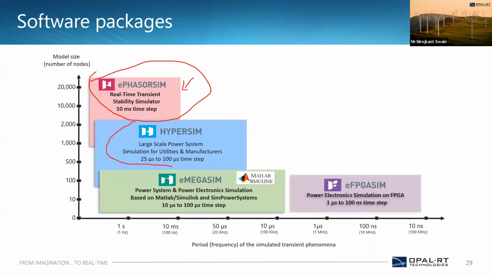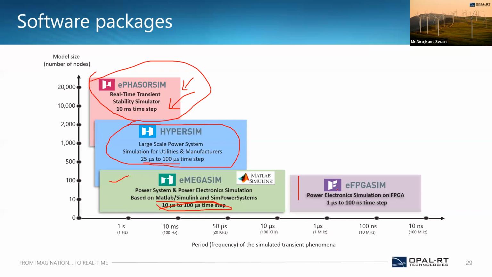And this is our software, one license package, which was designed by OPAL-RT and Hydro-Québec. With this HyperSIM, we can use power system models, grid-connected microgrids, within 25 microseconds to 100 microseconds. And this is our eMEGAsim. In eMEGAsim, we can use power system and power electronic simulation within 10 microseconds to 100 microseconds sampling time.